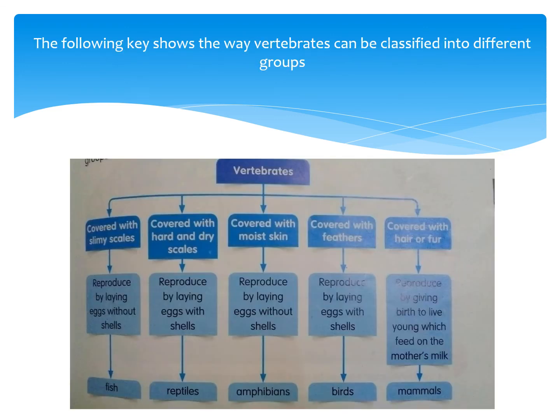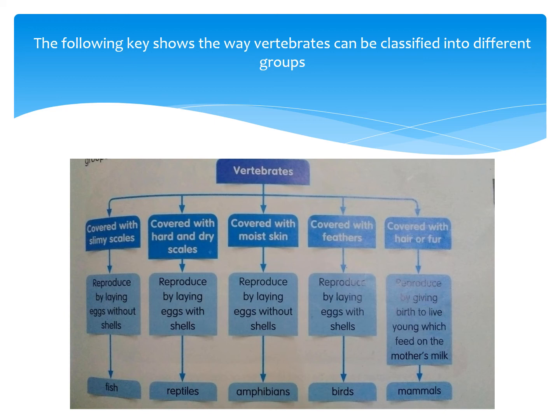Now coming to further explanation, there are several million kinds of animals on the earth. Many more have not yet been discovered, identified or classified. Scientists use identification keys to identify and classify the various kinds of animals, plants and other living things. The following key shows the way vertebrates can be classified into different groups.